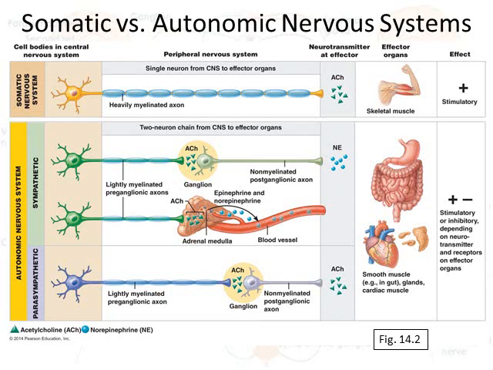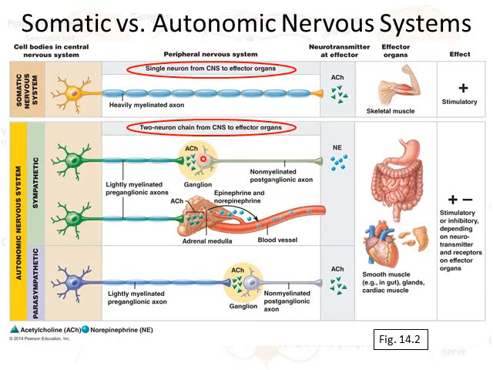Okay, so underneath the umbrella of the autonomic nervous system, we want to look at some differences between somatic and autonomic. One of the main differences is that on the somatic side, we have a single neuron going all the way from the central nervous system out to the organ that it wants to affect. In the autonomic, we have a two-neuron chain. So we have a lightly myelinated, what's called preganglionic neuron, and then we have a non-myelinated postganglionic neuron.